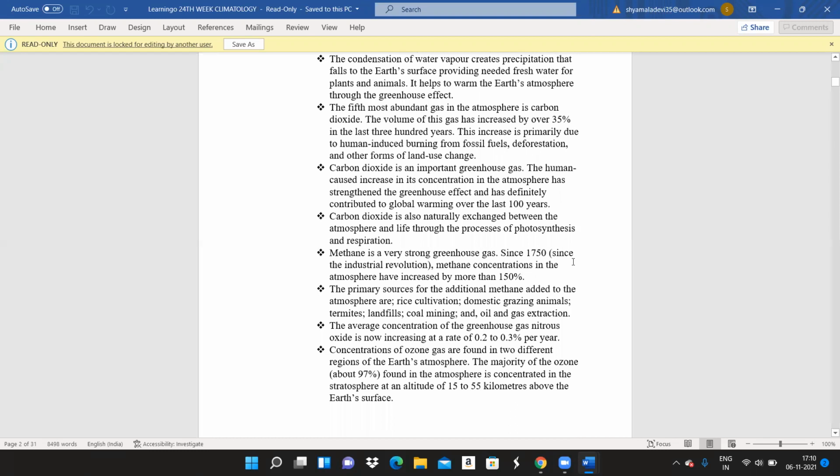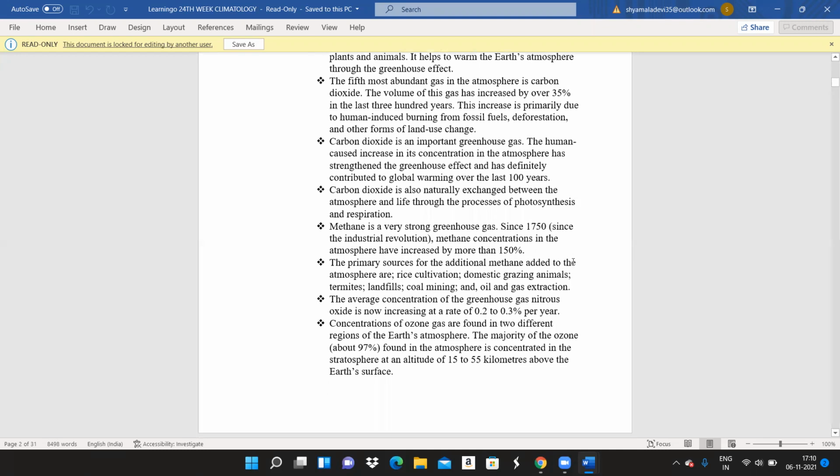Then carbon dioxide also naturally exchanges between the atmosphere and life through the process of photosynthesis and respiration. Same thing. Another one is methane. It is a very strong greenhouse gas. And since the industrial revolution, that is, in 1750, its concentration has increased by over 150%, which is also a very strong greenhouse gas. That means whenever an MCQ is asked, what are the important gases that contribute to global warming, or which are called the greenhouse gases, you will say carbon dioxide and methane also.